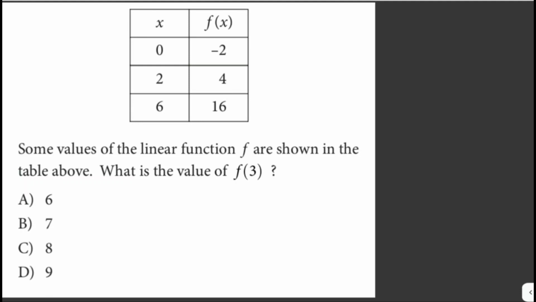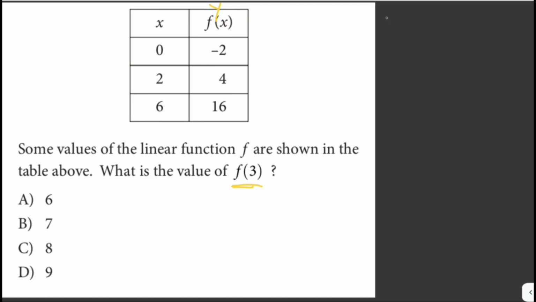Some values of the linear function f are shown in the table above. What is the value of f of 3? So we're given values in the table. We have the values of x and f of x, which is just our y. And this is linear. So we can choose 2 points from the table and then solve for the slope. And then we can write the equation of the line, which is y equals mx plus b. Then we can solve for the value of f of 3.